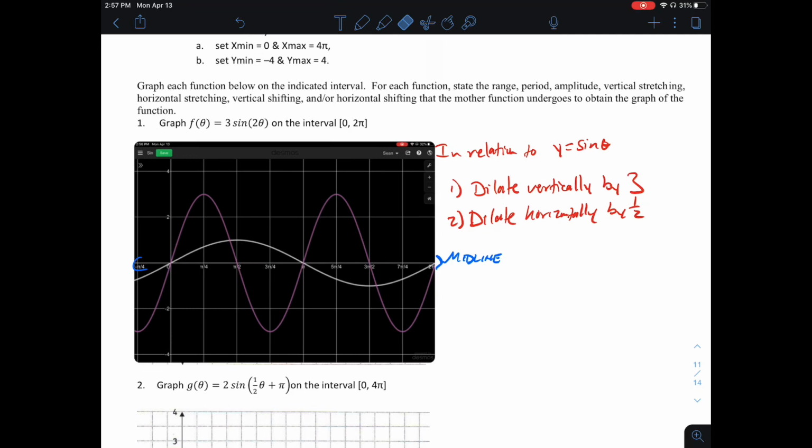So to answer all these questions now, state the range, period, amplitude, vertical stretching. So we stated the vertical and horizontal stretching.